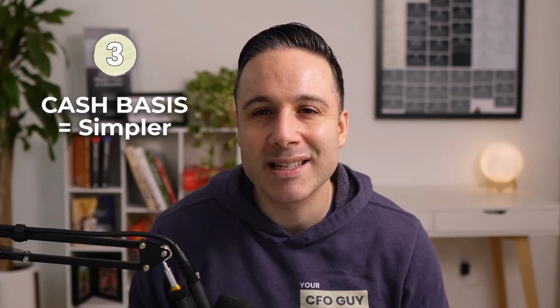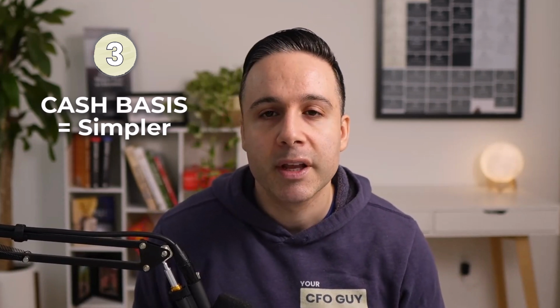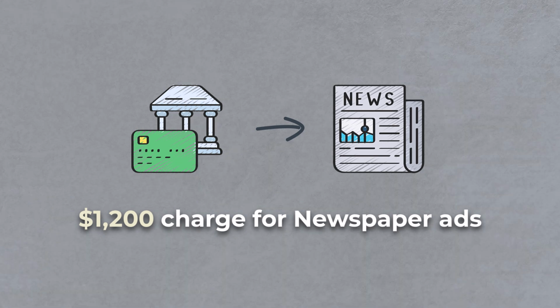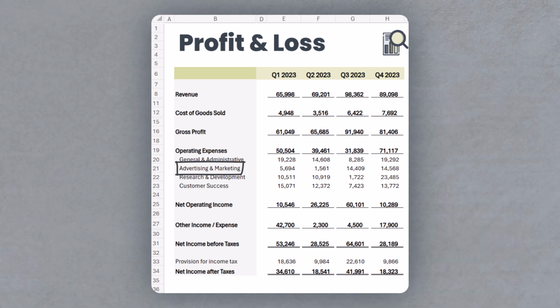The cash basis is a lot simpler to use when preparing financial statements. Think about it. If you see a charge in your bank account for $1,200 and you know that this is for ads in the newspaper that you just purchased, you just need to classify that amount directly to a line item on your P&L like advertising expense.